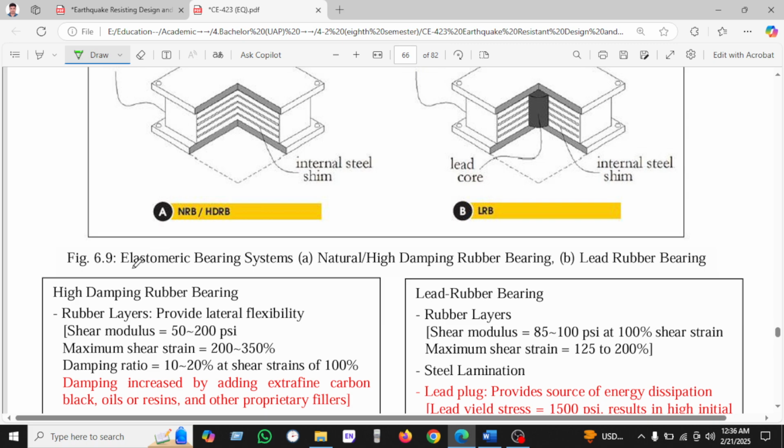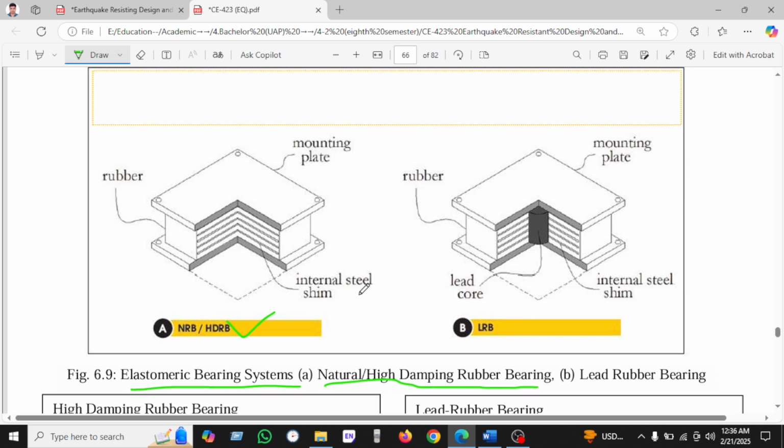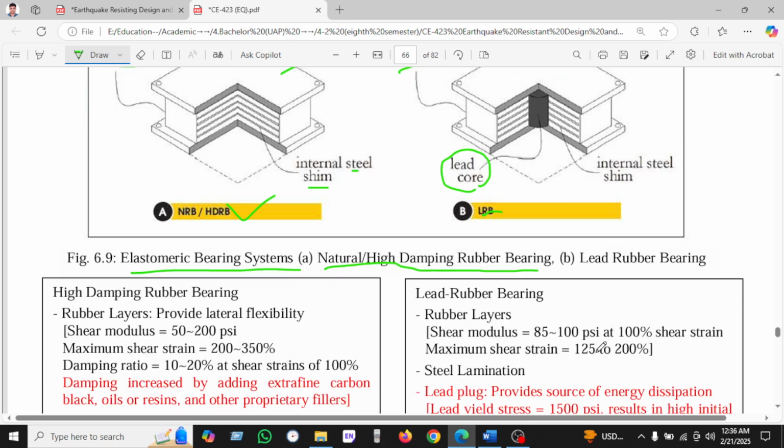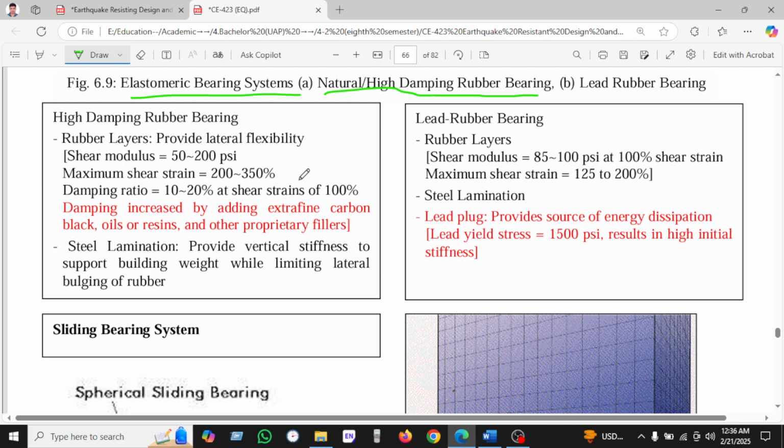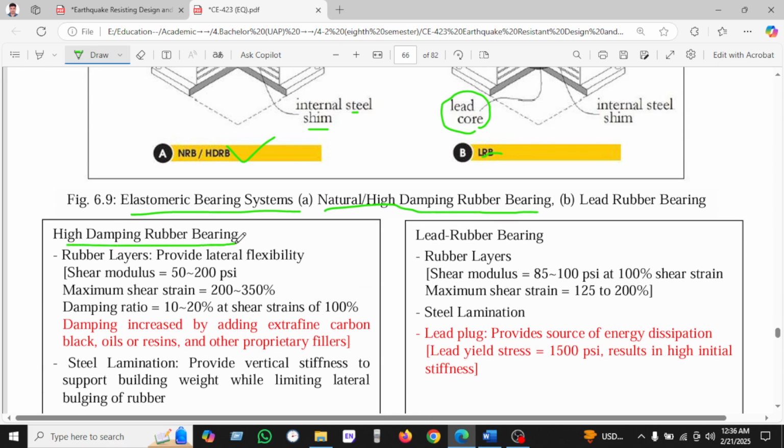So we can see here the elastomeric bearing is a natural or high damping rubber bearing, and this is the one. Here is the internal steel shim, and here is the rubber, and the upper portion is mounted on the plate. Another is the LRB, which is lead rubber bearing with the lead core. Some information is given here. The high damping rubber bearing has two types, and lead rubber is there.